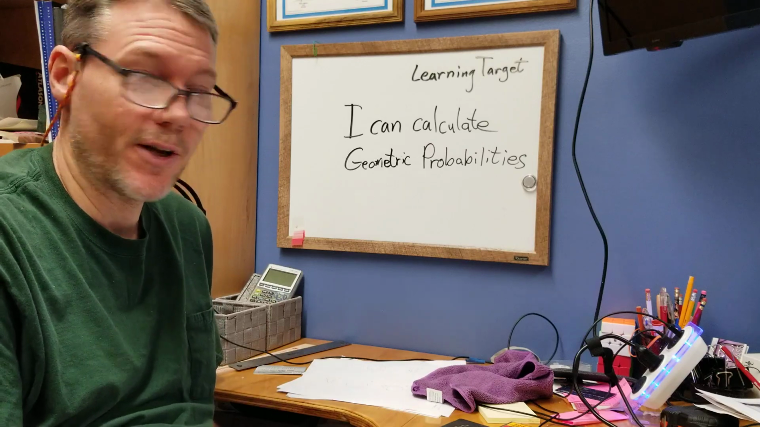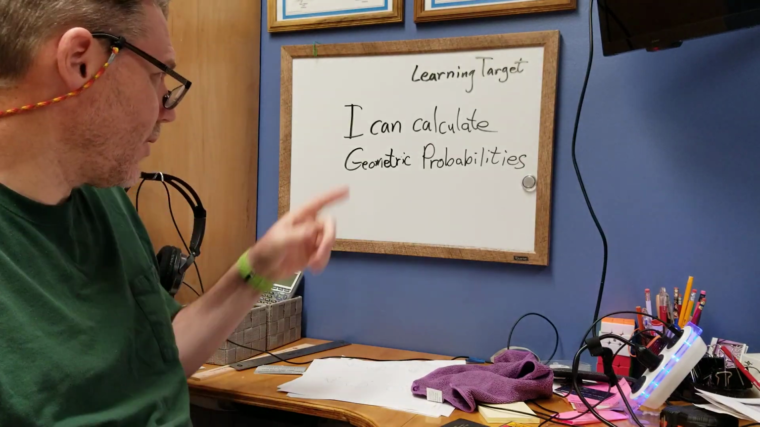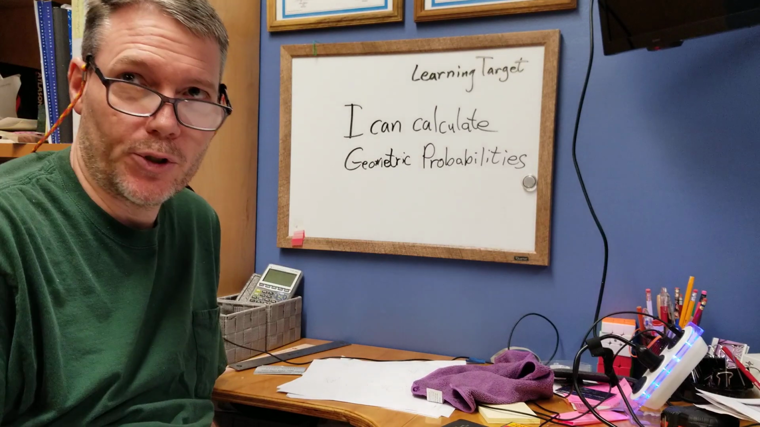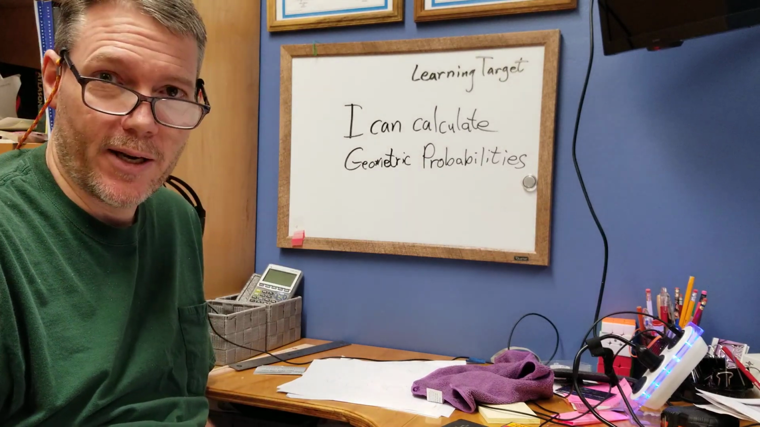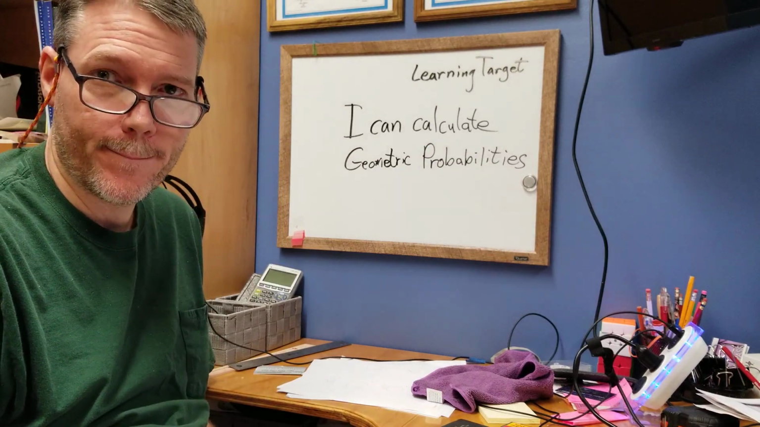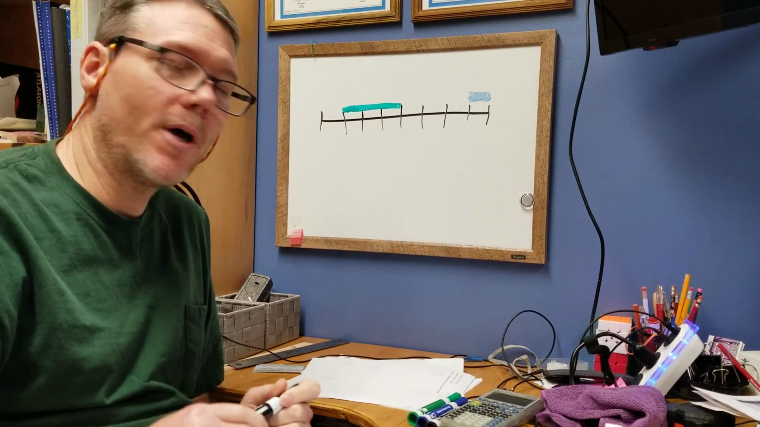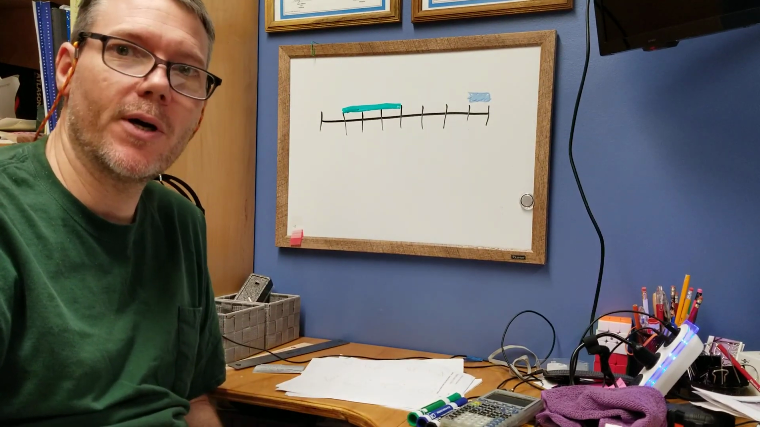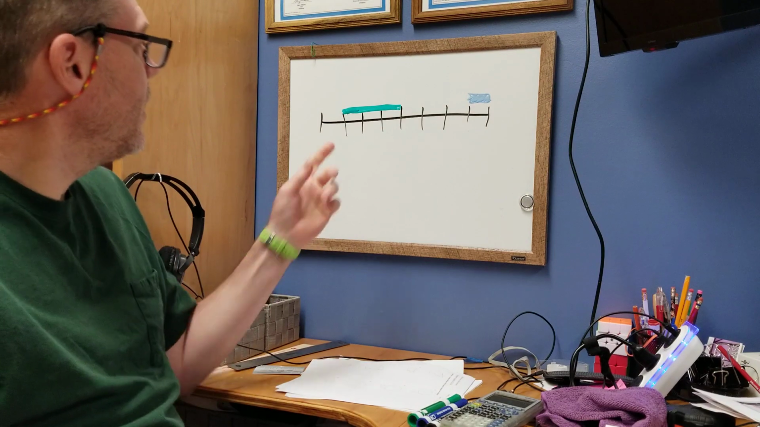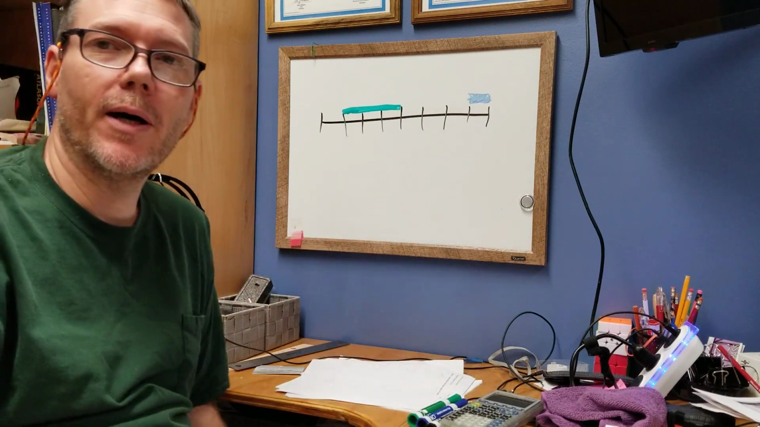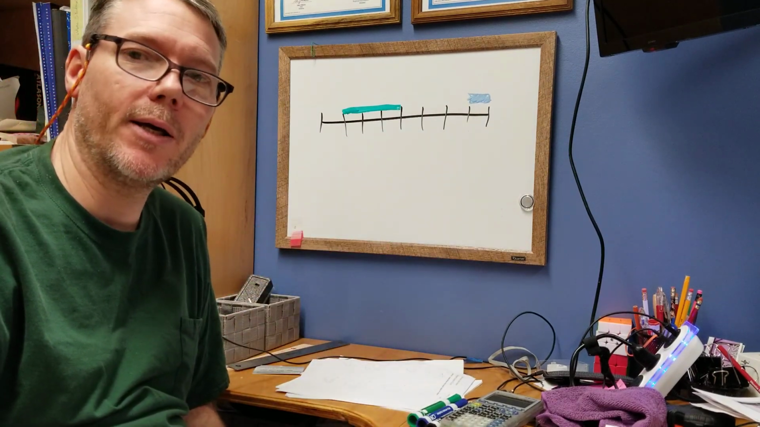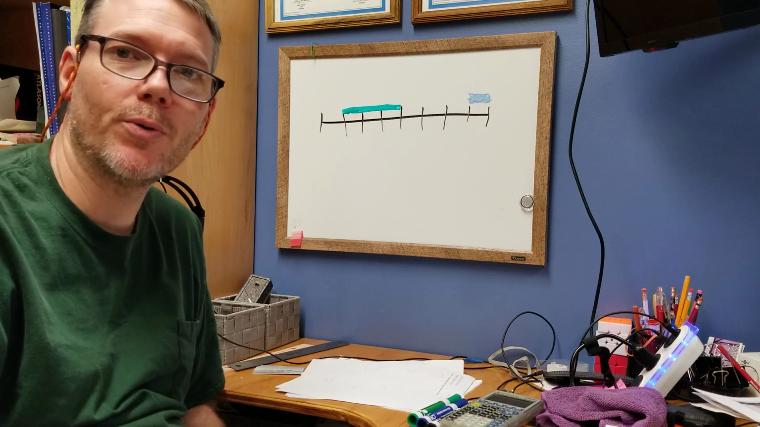Learning target for the next lesson is calculating geometric probabilities, and I will show you 3 different settings where we'll do that. The first setting where we'll use this, an example, would be, it looks like a number line. This could simulate something like, say, a bus schedule.